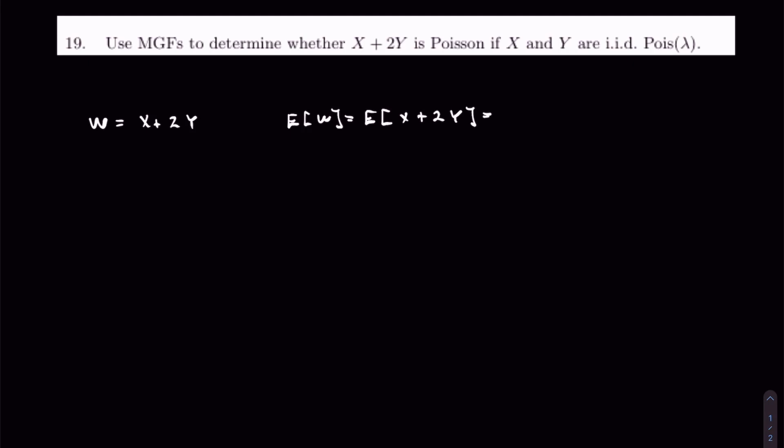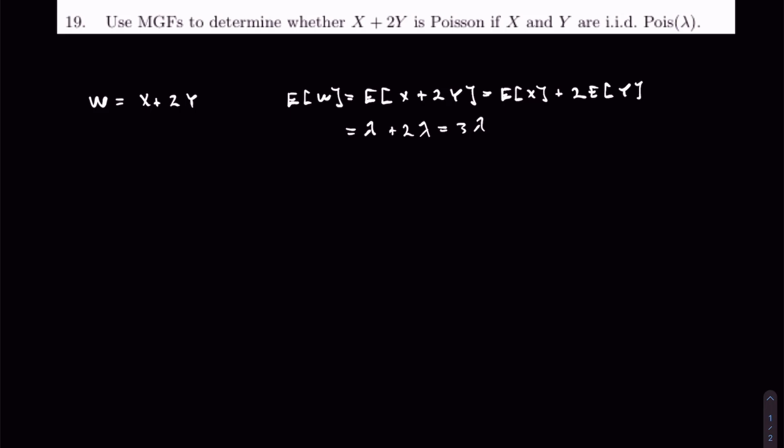By linearity, we get the expectation of X plus 2Y. Now, because X and Y are Poisson lambda, this adds to lambda plus 2 lambda, which would be 3 lambda. So this should be the expectation of W, if W is Poisson. But let's use the MGF now to determine whether this actually holds.